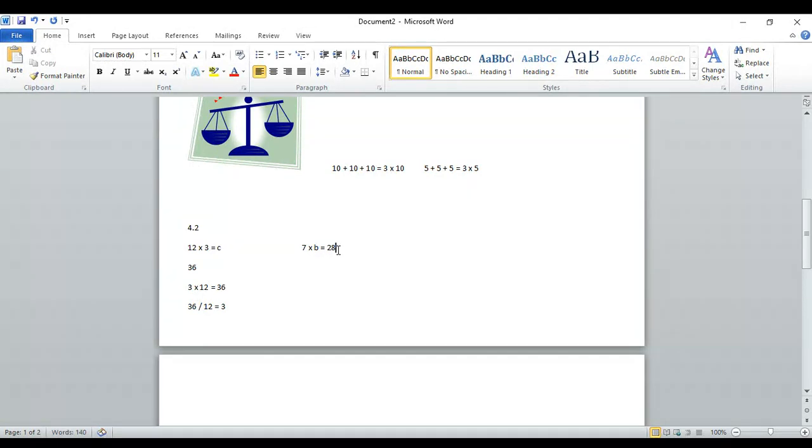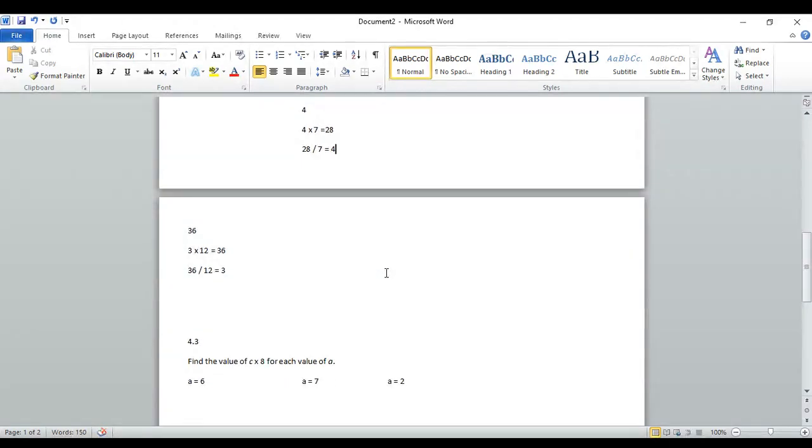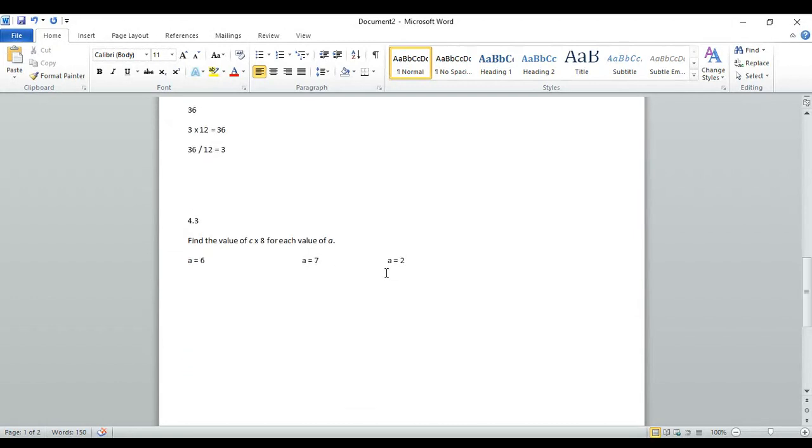So same idea here. If you have 7 times B equals 28, that's 7 times blank. What would we fill in that blank? We would fill it in with a 4. And then to write a related fact, you will say, okay, if 7 times 4 equals 28, then 4 times 7 equals 28. Or you could say 28 divided by 7 equals 4. So I just like to give you these directions because sometimes the wording is a little confusing.